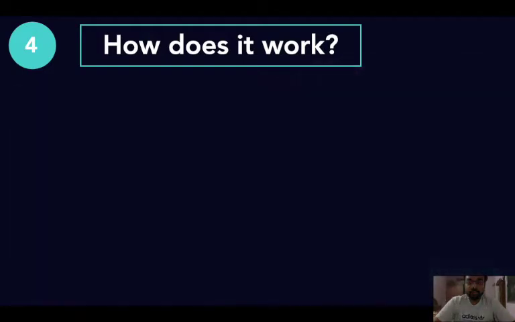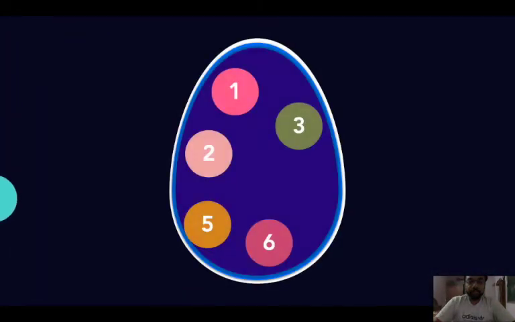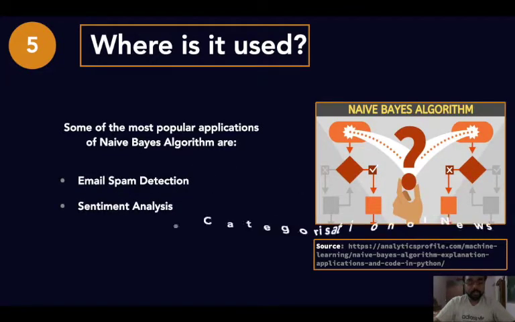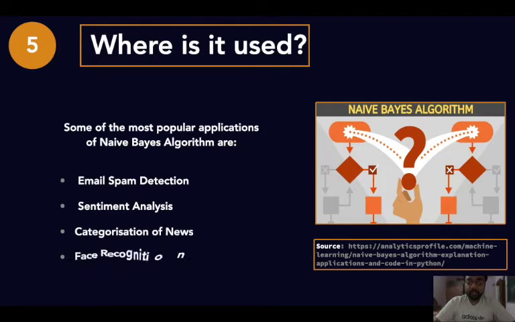So let us move to the fifth part of the PPT, and this would be one of the most interesting parts, because we would understand where it is actually used today. Some of the common applications are spam email detection, sentiment analysis, categorization of news, and finally face recognition. But one I haven't listed here is text classification, which is kind of interesting.